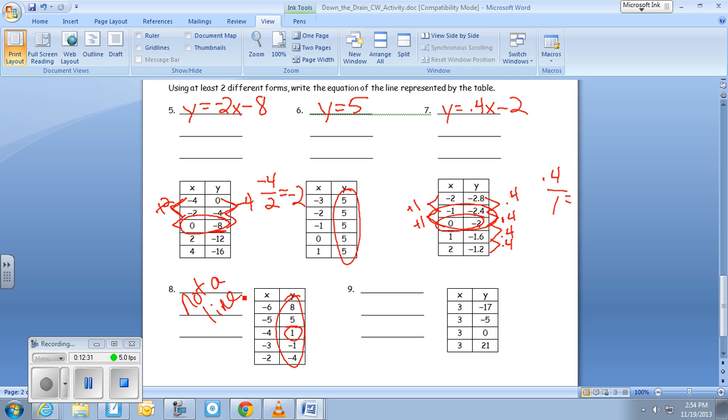And then on number 9 quickly, I can see that no matter what y is, x is always equal to 3. So my equation for that is always x is equal to 3.